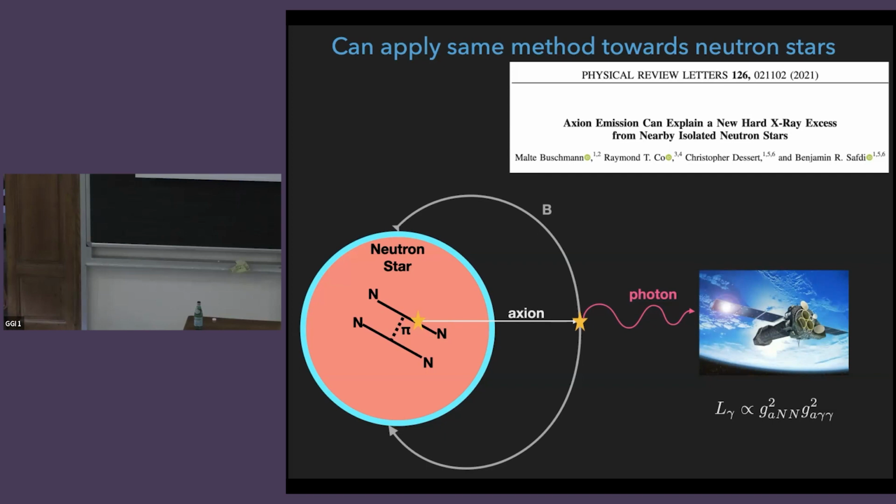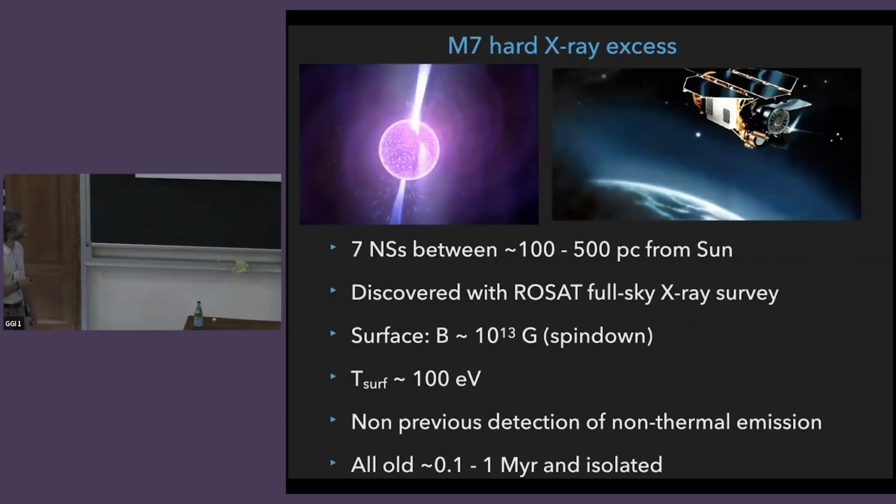So the idea here is exactly the same. We're looking for axions going into photons, but now those axions are being produced in the cores of neutron stars from scattering off of nucleons. But otherwise, the search is exactly the same. We got a little bit lucky when it came to this neutron star search, because there was actually a lot of archival data that we could use already.